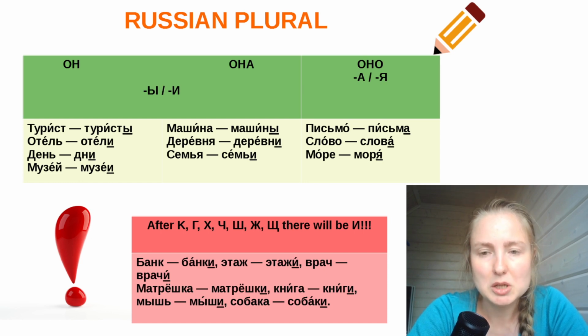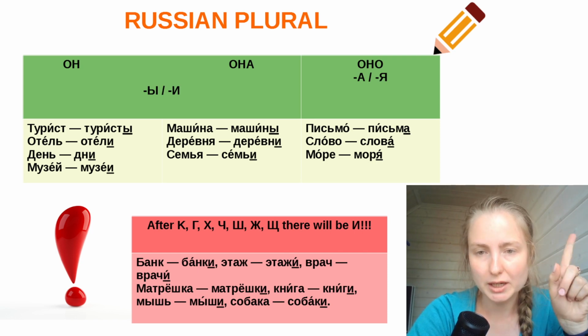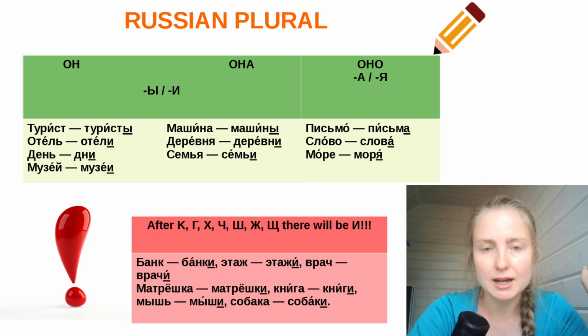And if feminine words end in а, ending а changes into ending ы. So, машина, one car, машина. Много, many, машины.